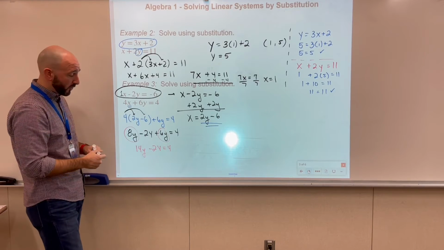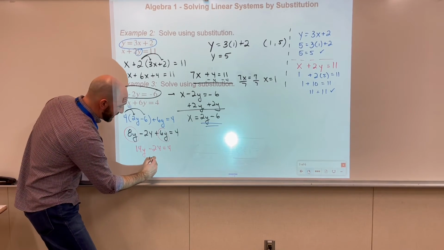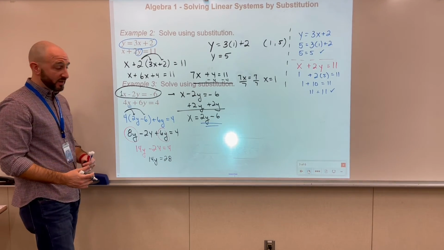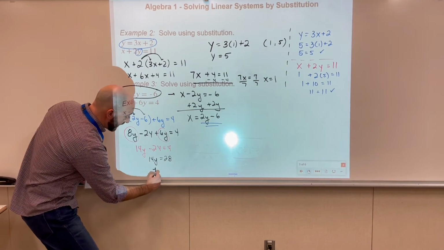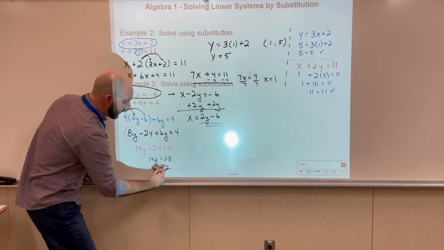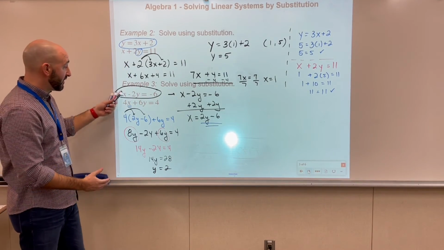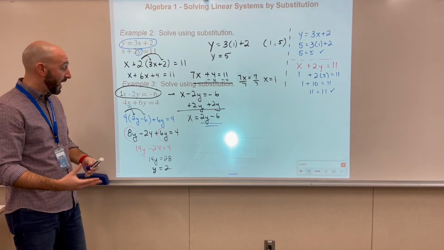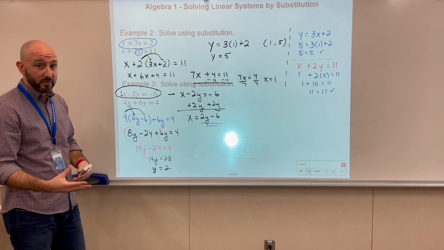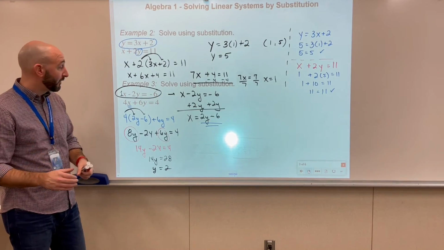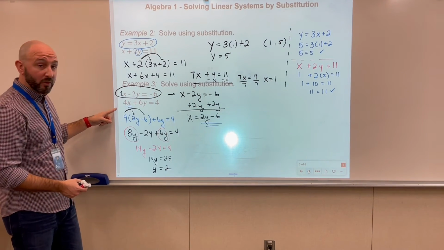We'll add 24 to both sides, get 14y equals 28. And then we're going to divide both sides of the equation by 14 to get y equals 2. So the y coordinate for the point of intersection of these two lines, or the y coordinate for the solution to this system of equations, is equal to 2. Now we need to determine the corresponding x coordinate. So we can use the bottom or the top equation.